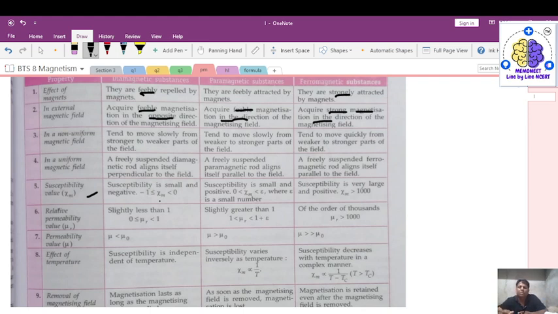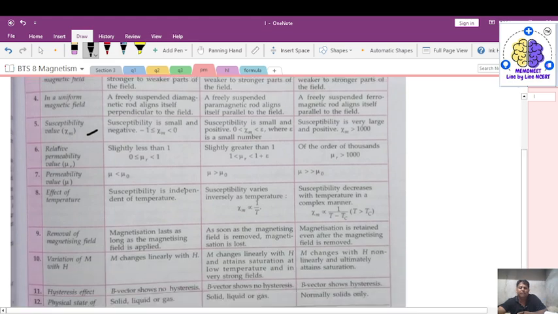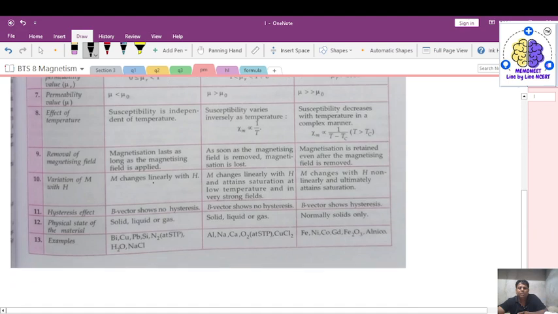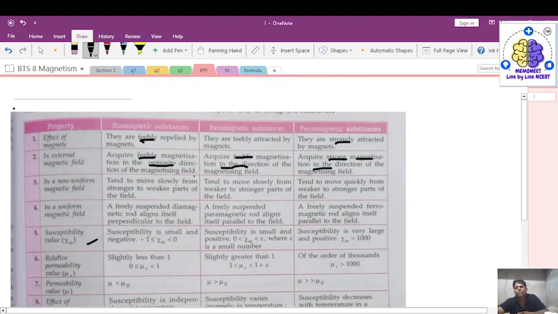So this is what you have to remember. You have to memorize all these properties and all these relationships. And once you remember all these relationships, it will be easy for you to answer the questions.